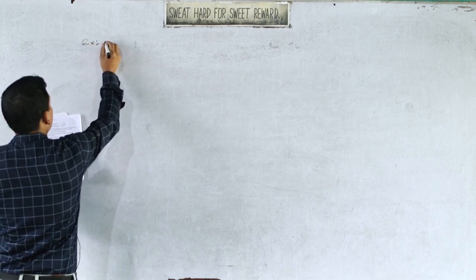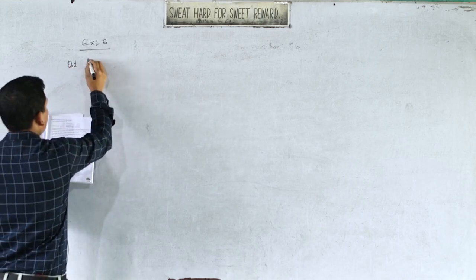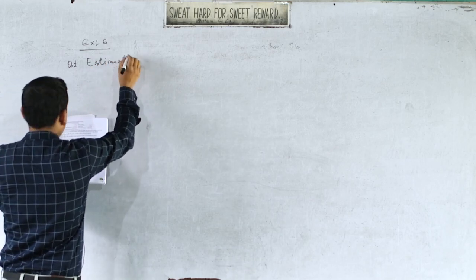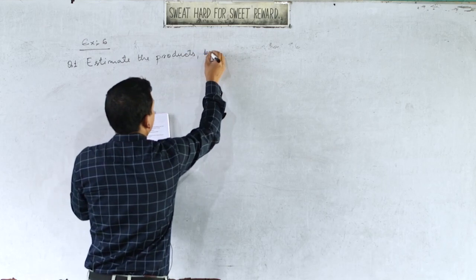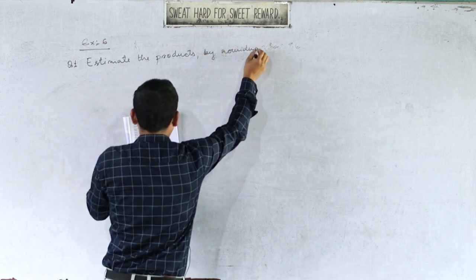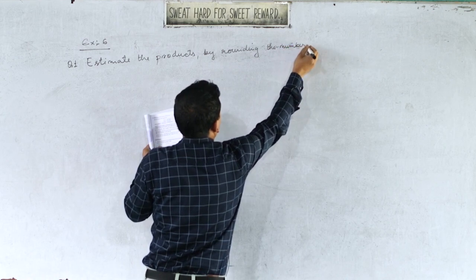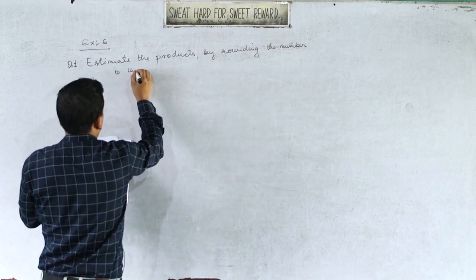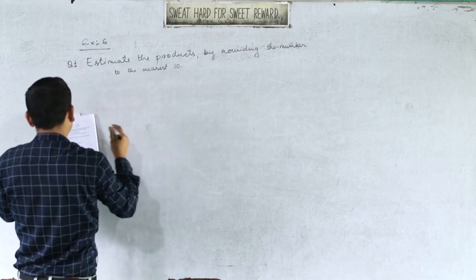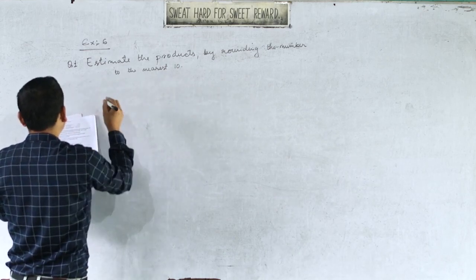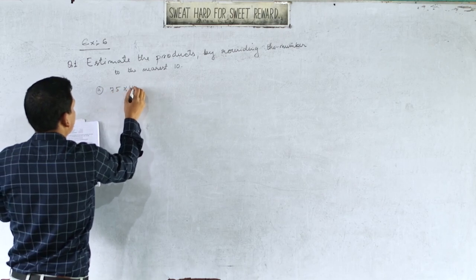Exercise 6. I will do question 1. Okay, I will write the question here. Estimate the products by rounding the number to the nearest 10. Question number A: 75 into 14. Solution.